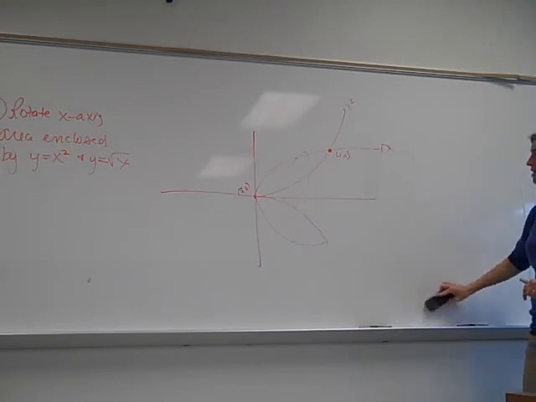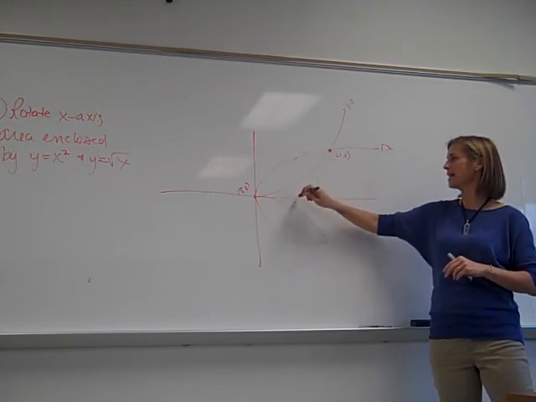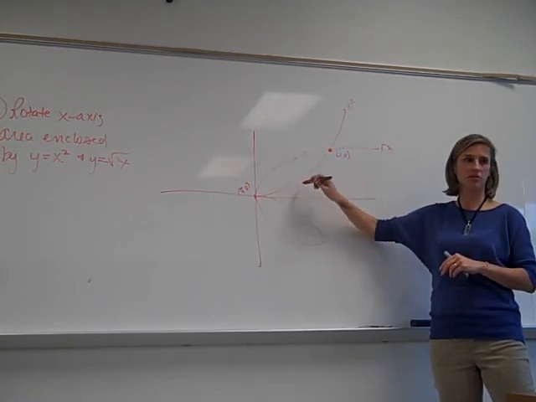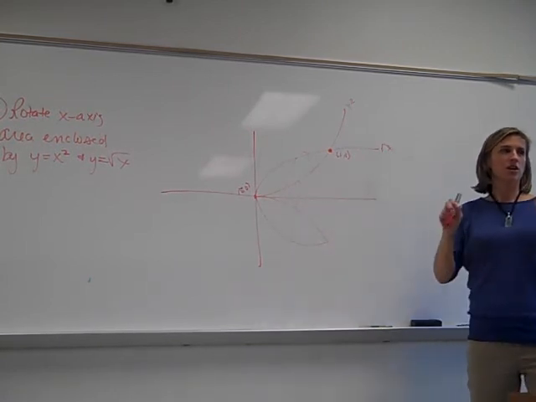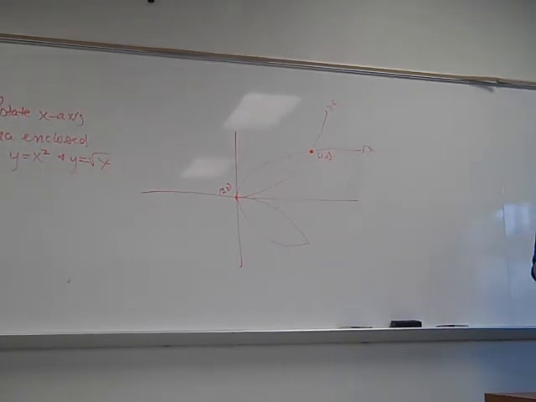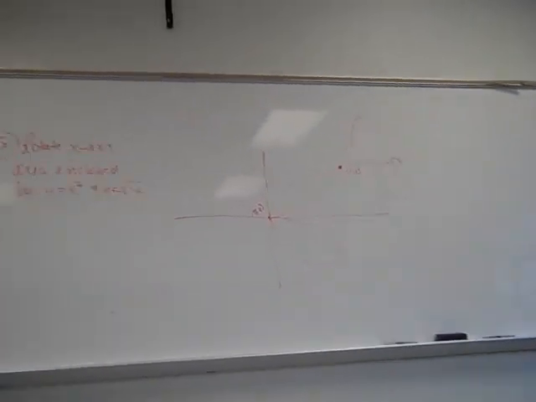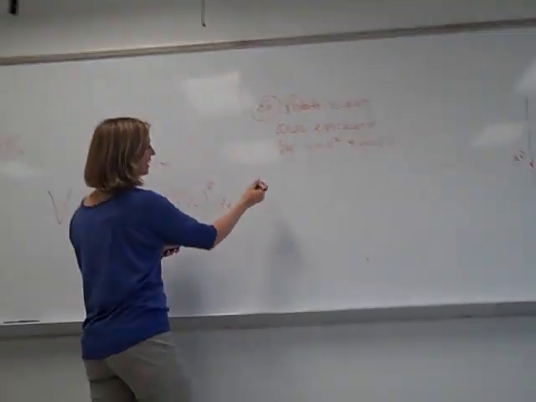The only change you need to make is that it's going to be pi r squared of the outermost circle minus pi r squared of the innermost circle, because I want to take out that middle part. Can you kind of picture what it's going to look like? Okay, so it's going to look like this.